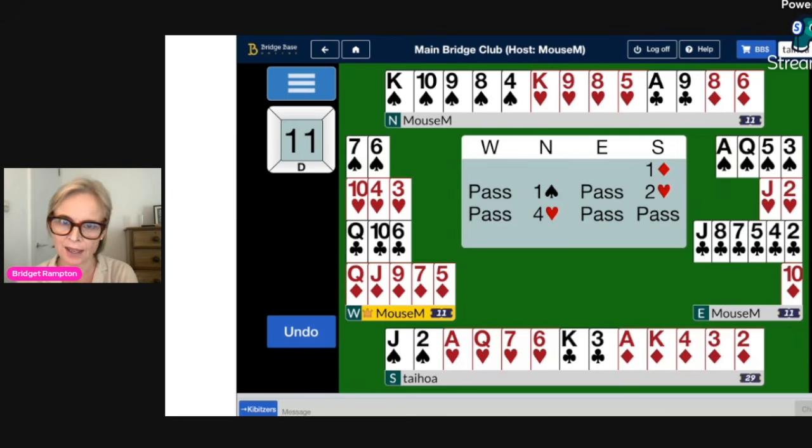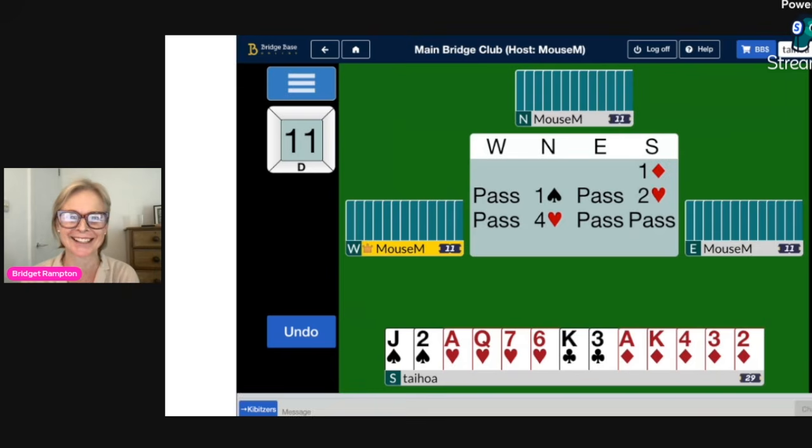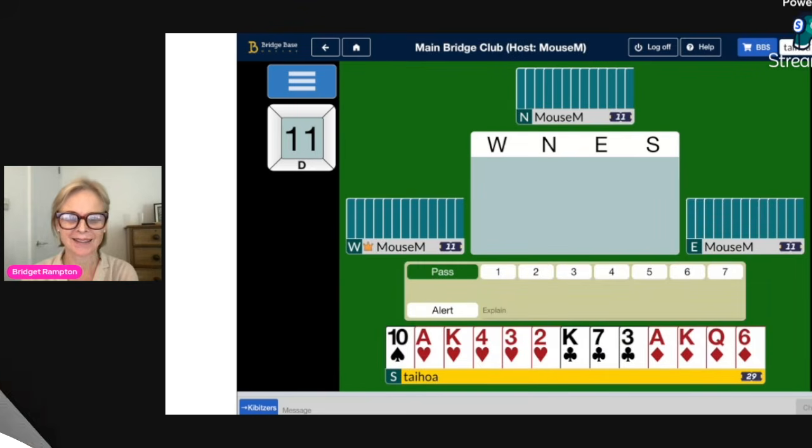Now, let's compare that situation with the jump shift situation. Let's check out this new hand. Here we go. So this is all just about the way the suits are ordered. Here, our longer suit is hearts.